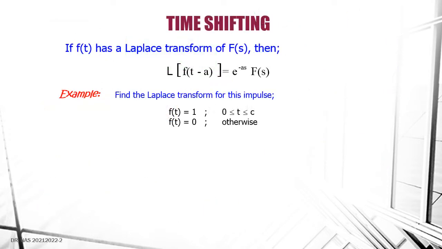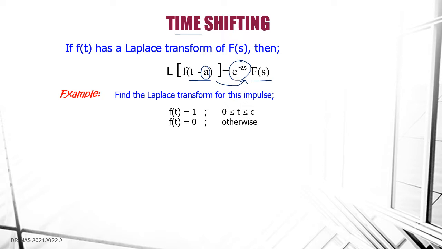The next property is time shifting. So when it's mentioned time, meaning that time-based operation inside the bracket, so that's shifting. The signal in t being shifted in time by a. So in S domain, the signal in S domain will be multiplied by exponential function e to the minus as. Okay, let's look at this example.